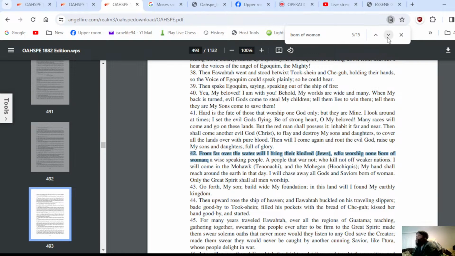Even women are born of women. I will chase away all gods and saviors born of women. Only the Great Spirit shall all men worship. So when you talk to somebody, they say, I'm a Mormon. You say, who started the Mormon? They say, whoever started the Mormons. And you say, is he a man? They say, yeah. There you know you're looking at somebody who's under idolatry.